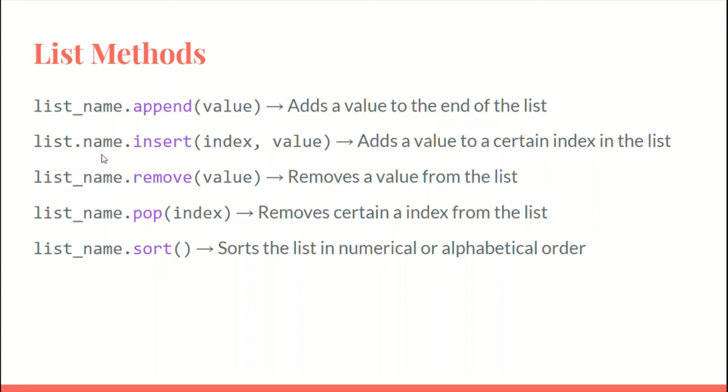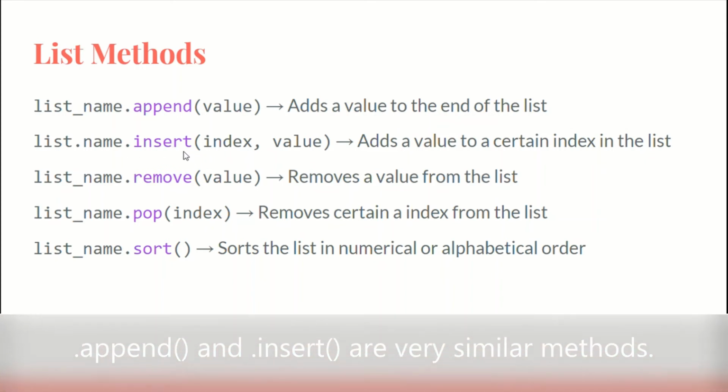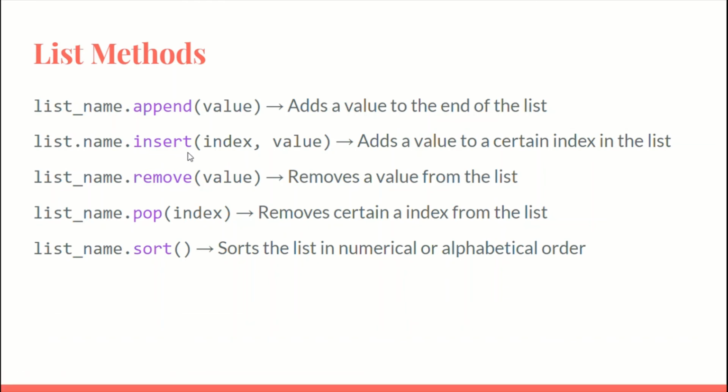The second method is .insert. .insert is very similar to .append, but it's just a little bit different. So the difference is it adds a value to a certain index in the list. So inside the parentheses for .insert, first you have to type in the index. Separated by a comma, you type in what value you want to insert.